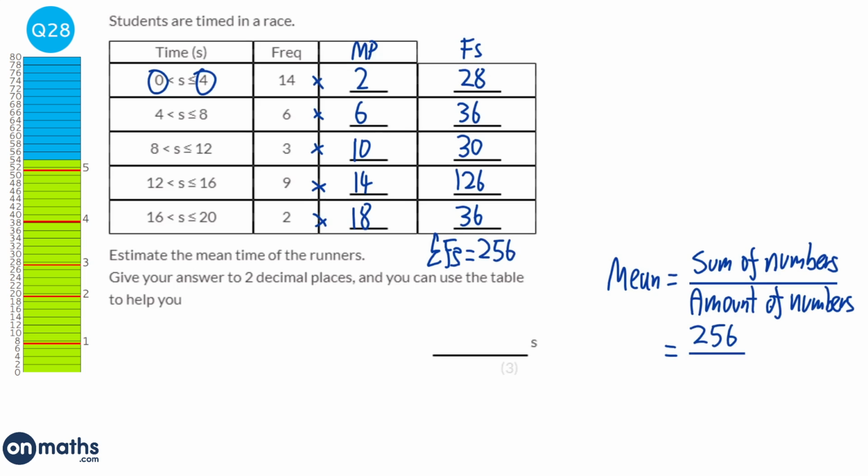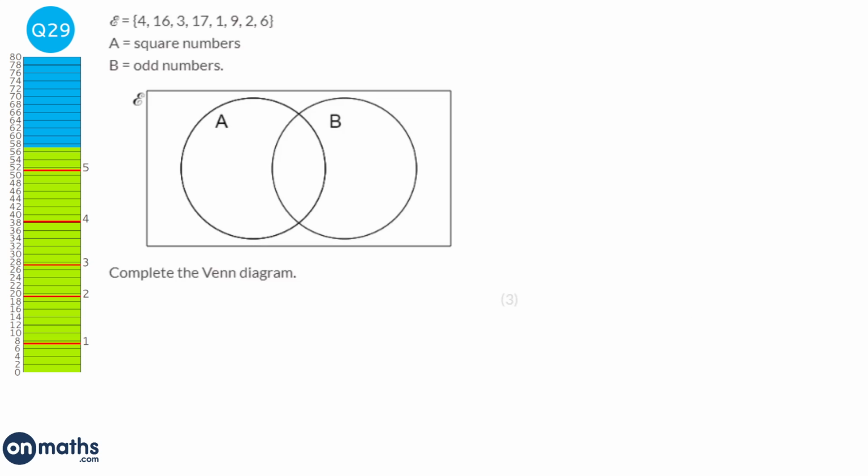And we need to find out how many numbers there are. Well, the frequency column will tell us how many numbers there are. So we're just going to add all of those up together. So we're going to find the sum of the frequency, which is 14 plus 6 plus 3 plus 9 plus 2, which is 34. And when we do 256 divided by 34, we get 7.529... It says it wants it to 2 decimal places, so we're going to round it to 7.53.